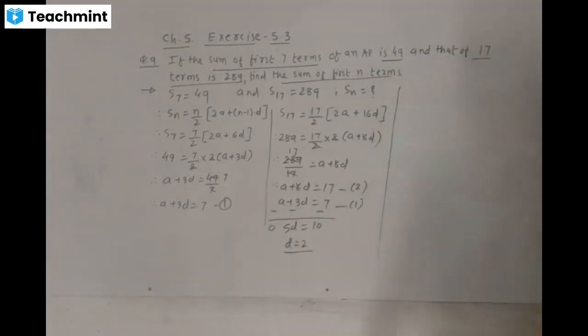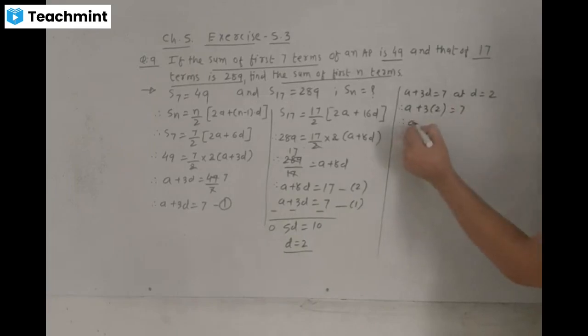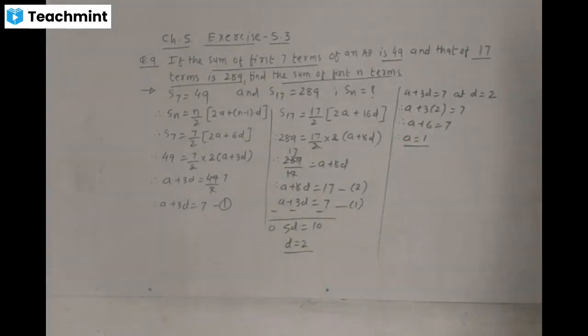Okay. Put d is equal to 2 in equation 1. a plus 3d is equal to 7 at d is equal to 2. Therefore, a plus 3 into 2 is equal to 7. a plus 6 is equal to 7. Therefore, the value of a is equal to 1.